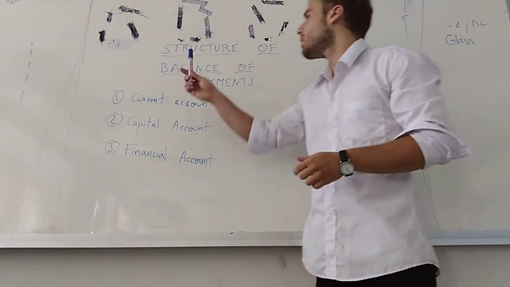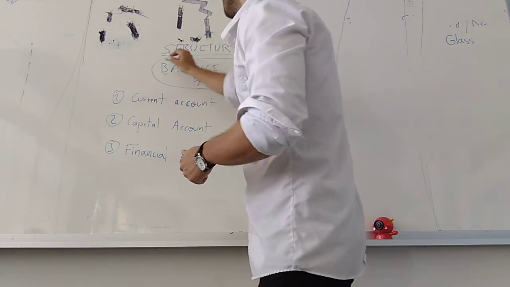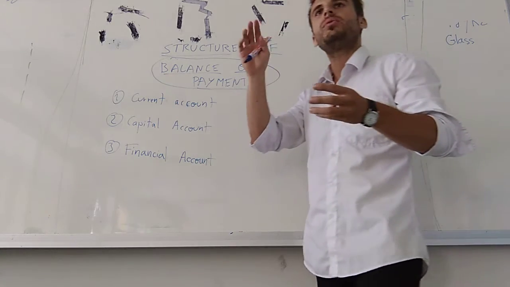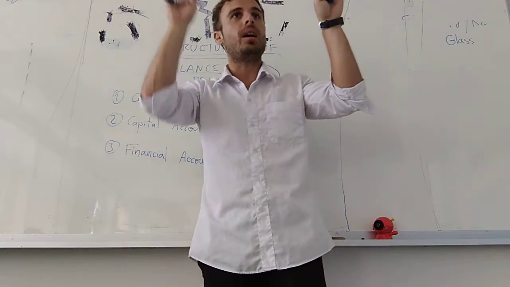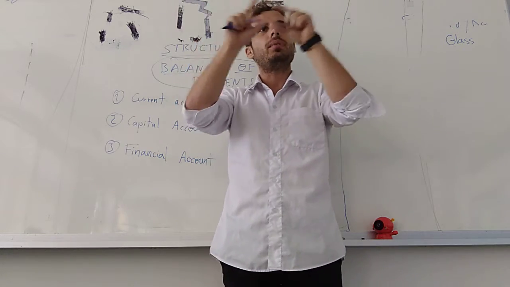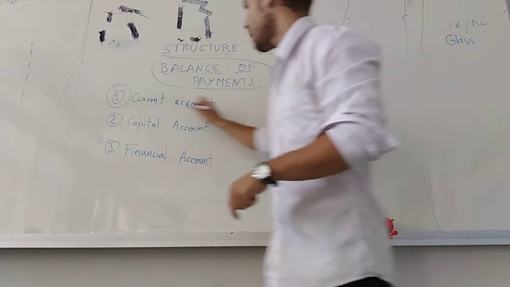So we continue with the balance of payments. It's a balance sheet, as if you work in accounting, and it's always very important that the credit and the debit correspond. They must have the same number. So yesterday we saw the first part, which is the current account.